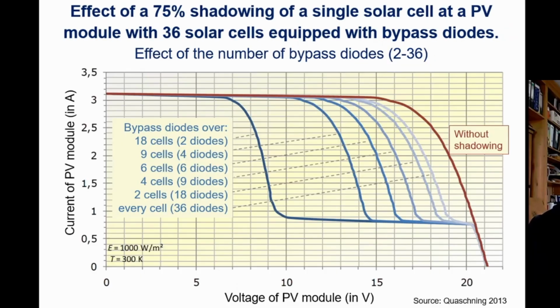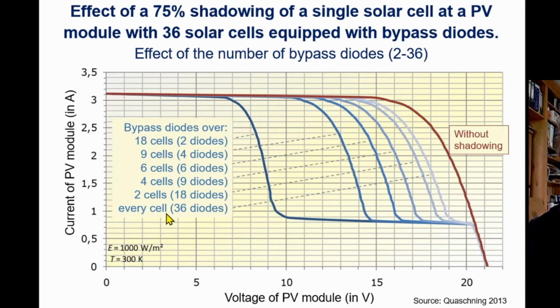Here we see the effect of the bypass diode in terms of the number of bypass diodes. For example, if we have our module with 36 cells and we have only 2 bypass diodes, we have a curve like this. So half of the module is bypassed there, and therefore half of the voltage, you find a drastic reduction.